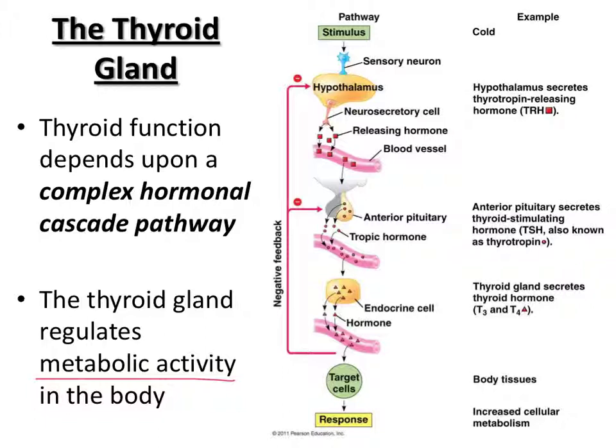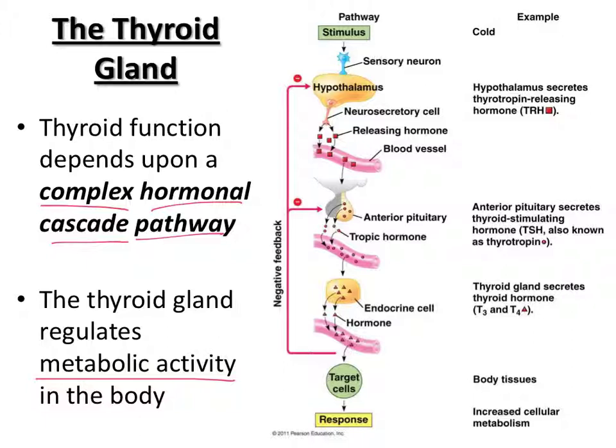And the thyroid is complicated. It is what we call a complex hormonal cascade pathway. So instead of a simple endocrine pathway or a simple neuroendocrine pathway, this one we call complex because it is. At the end of the day, though, it really isn't that complicated. It's just several simple pathways put together, sort of in sequence.